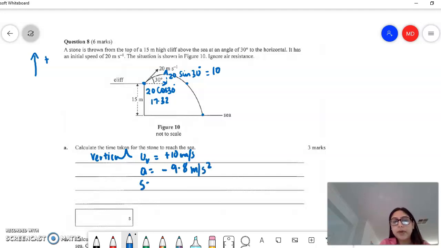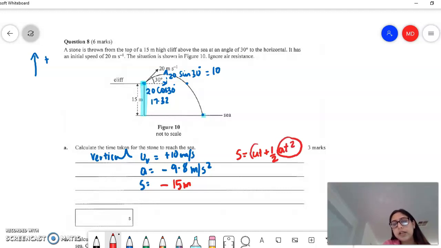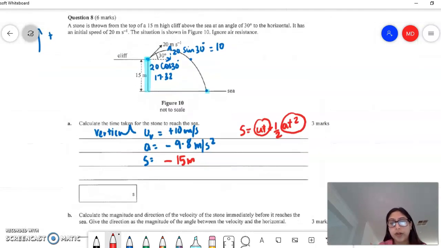And what is the displacement that has happened in that time? Can you see that from the starting to the ending, the stone has gone down 15 meters? So the displacement is negative 15. It is 15, but in the negative direction. So basically you need to find t now. If I use s equals ut plus half at squared straight away, t is unknown and you're going to get a quadratic. You don't have a CAS in physics to solve that quadratic, so we need to do something else first.